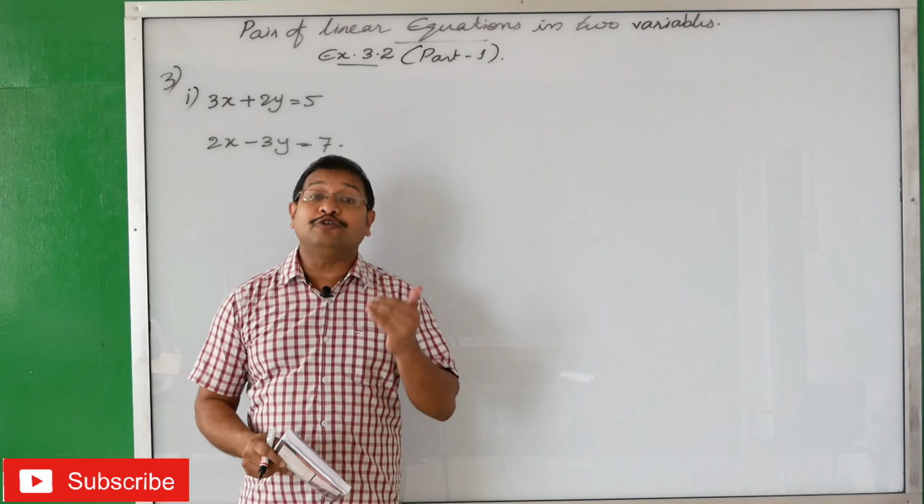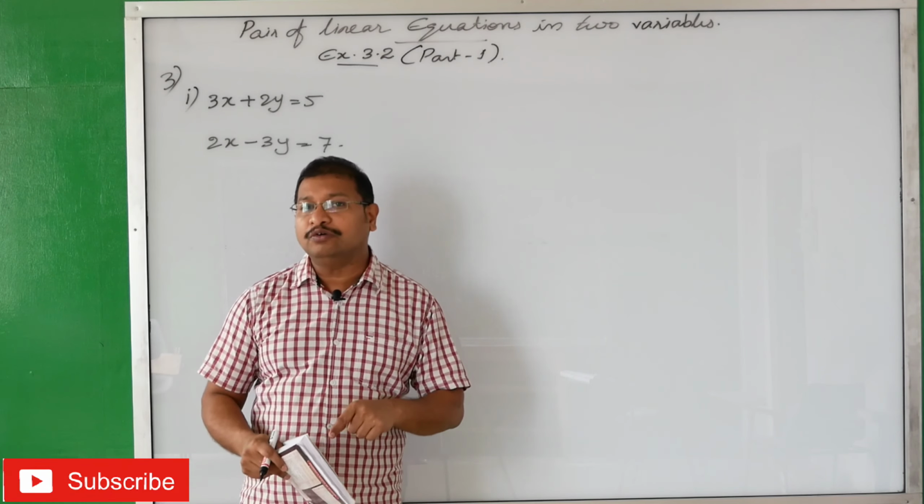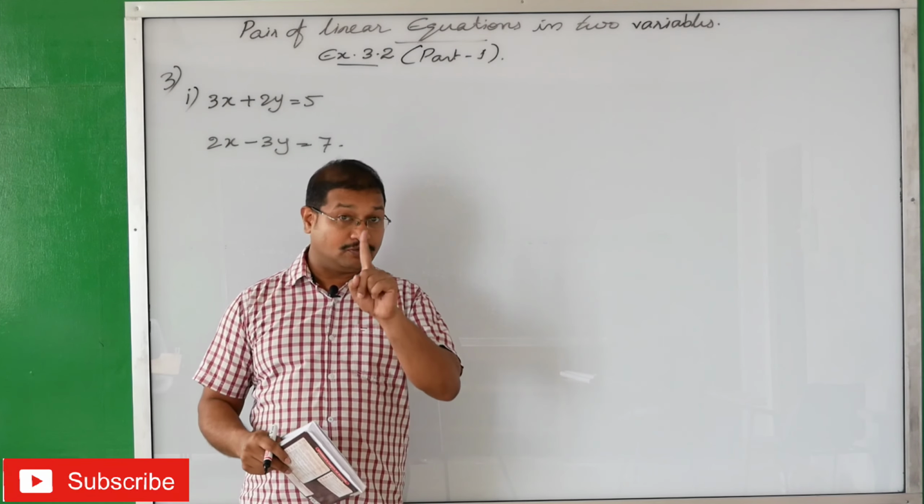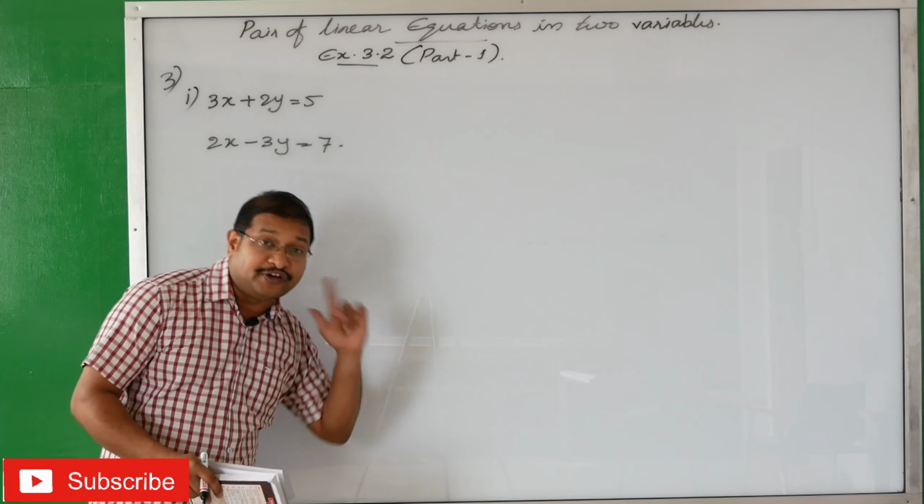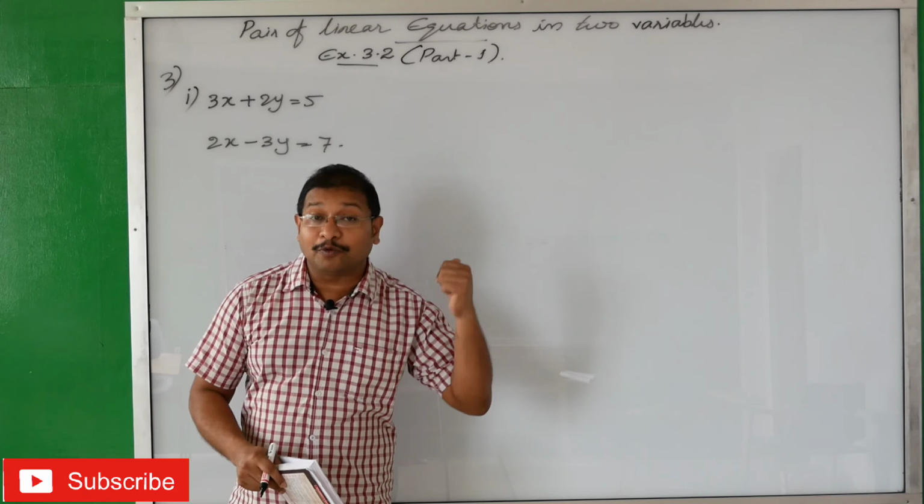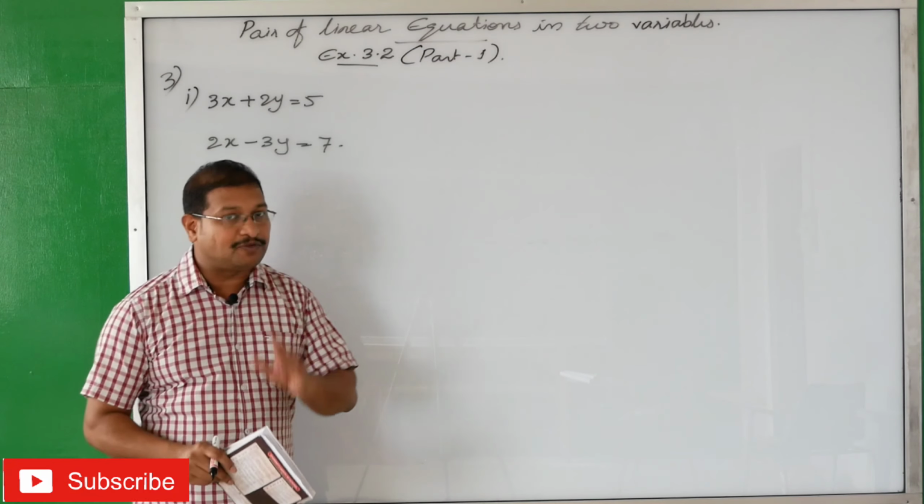So what do you want to do? You have to compare it with A1 by A2, B1 by B2 and C1 by C2. Don't forget to watch the previous video before watching this one because the formulas are in the first part. Ready? So I am starting now.